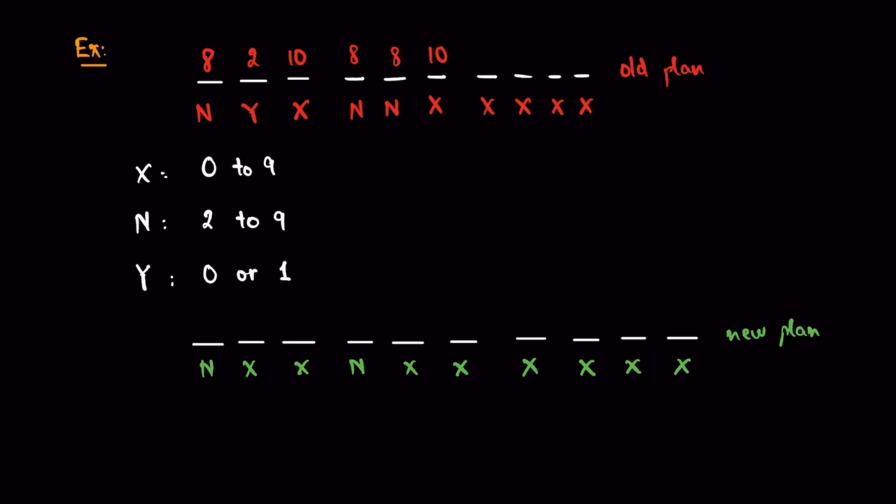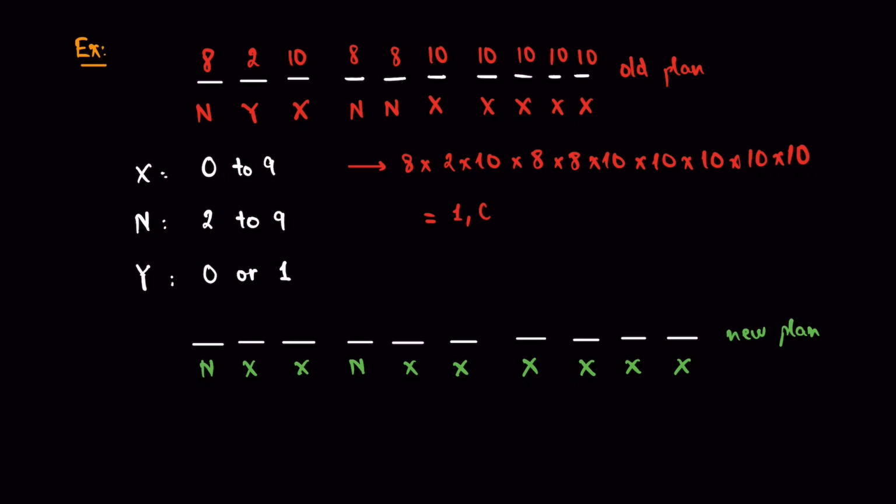And for the last 4 digits, you have 10 choices for each number. Together, we're going to have 8 times 2 times 10 times 8 times 8 times 10 times 10 times 10 times 10 times 10. And the result is going to be 1 billion and 24 million. So again, there are 1,024,000,000 different numbers available in North America.